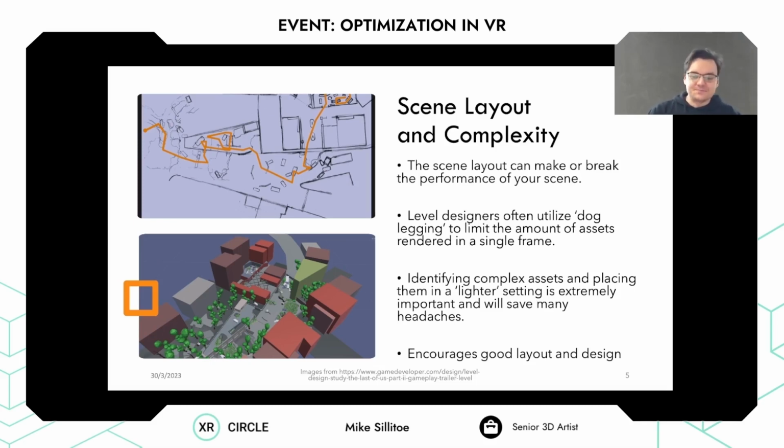And then identifying complex assets and placing them in a lighter setting is extremely important and will save many headaches later. You don't want to have the really expensive hero piece surrounded by a lot of noise and a lot of stuff, because aesthetically speaking it gets busy, and then also from optimizing you have to deal with a lot more stuff. So yeah, this is optimization, but it also encourages a really good layout and design. I think a level designer would look at this from the other way around, but there we go.